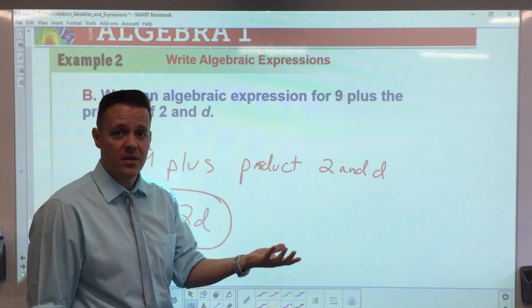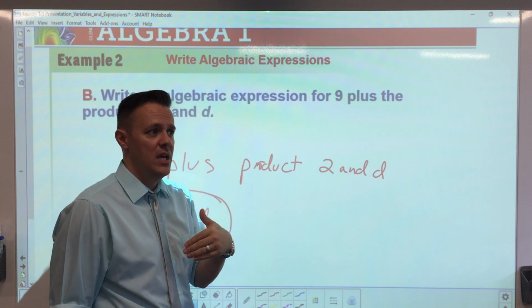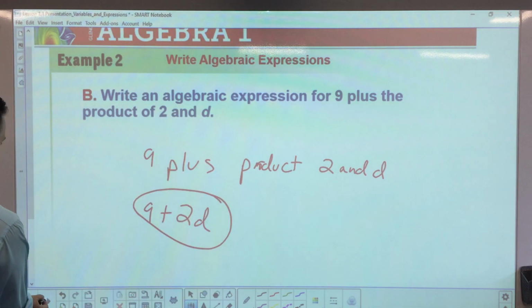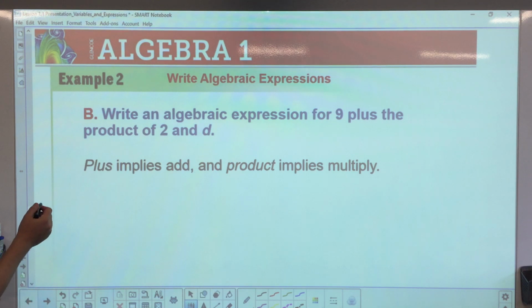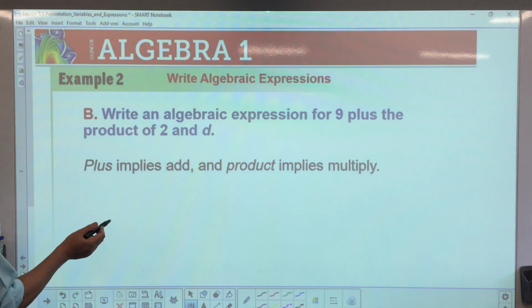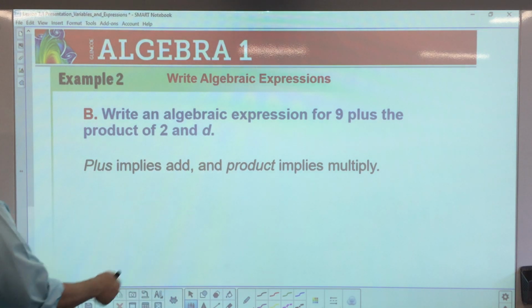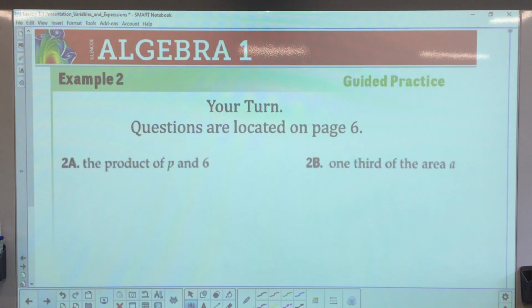Hopefully you guys get it, and if you struggle with this, please let me know, because sometimes I know it's hard going back and forth between the vernacular. All right? Letter B, right? Oh, I wrote it out already. Okay? Plus implies add, product multiplies that. You go from there. Now it's your turn.